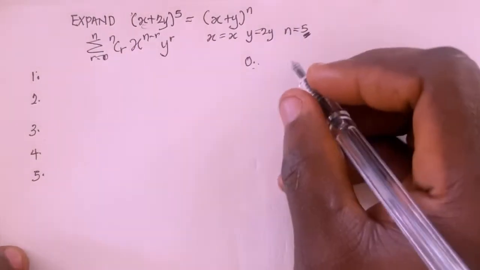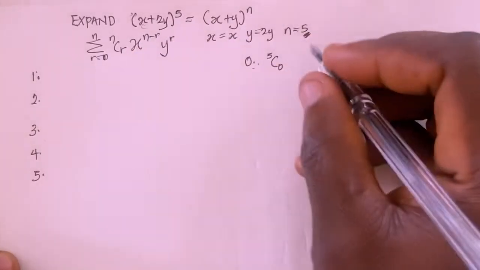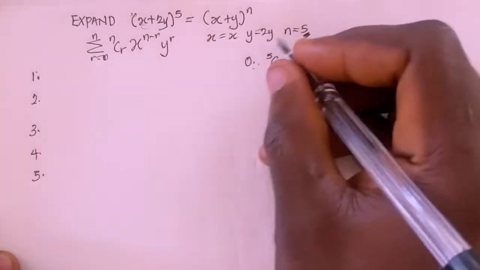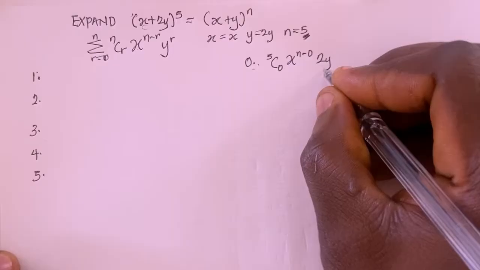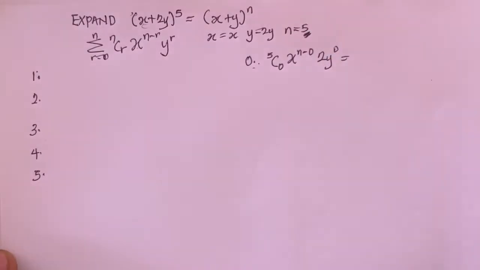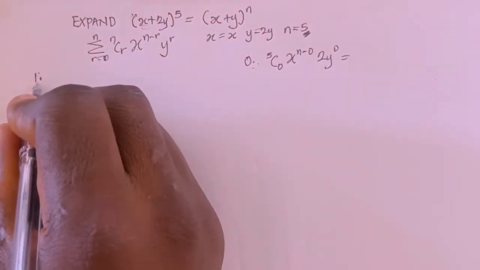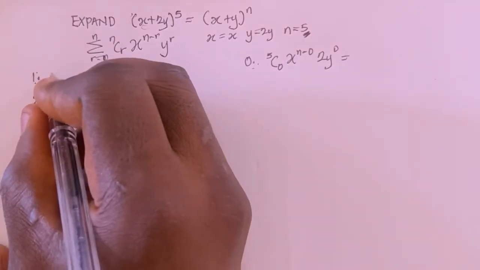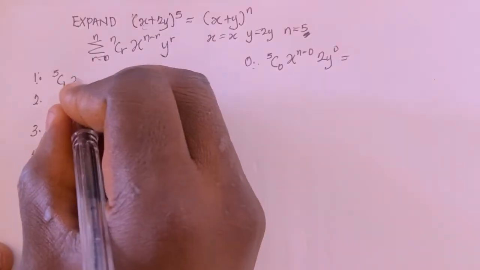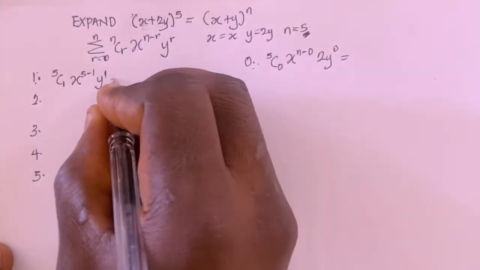We are going to have n, which is 5, combination 0, followed by x raised to the power n minus 0, then followed by y, which is 2y, raised to the power 0. This is for the 0th term. I'm going to leave it like this. Then let's move to the first term, number 1. Here I'm going to have n combination 1, which is 5 combination 1, then x to the power 5 minus 1, then y raised to the power of 1. I'm going to leave this also like this.